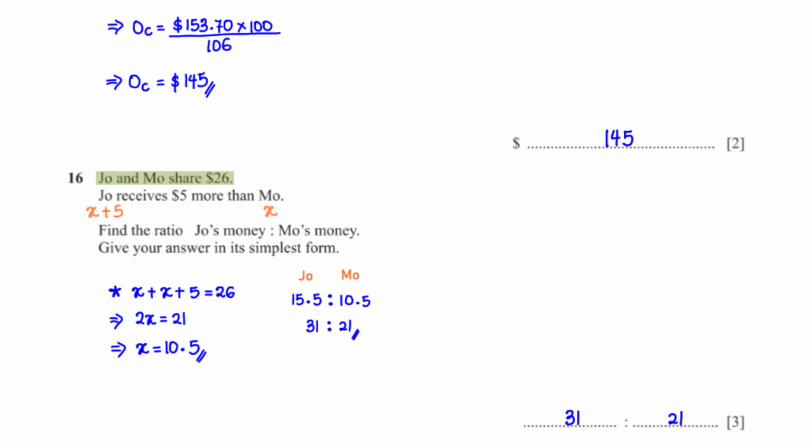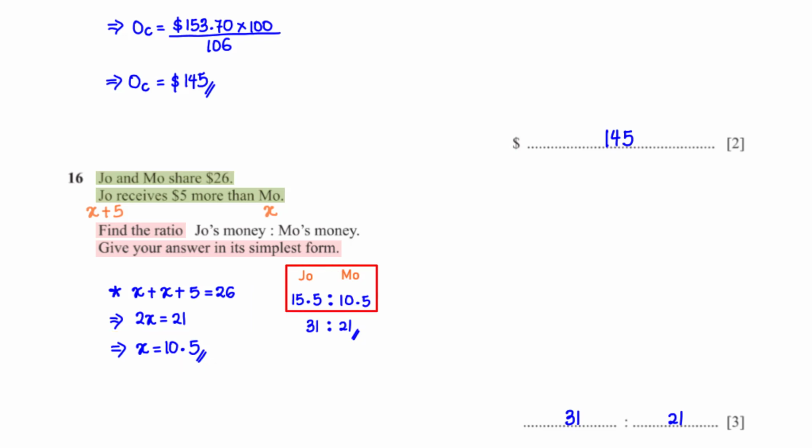Joe and Mo share $26. Joe receives $5 more than Mo. Find the ratio Joe's money is to Mo's money. Give your answer in its simplest form. If Mo receives X dollars, then Joe receives X plus $5. This means X plus 5 equals 26. When we simplify this and make X the subject, we get X equals 10.5.